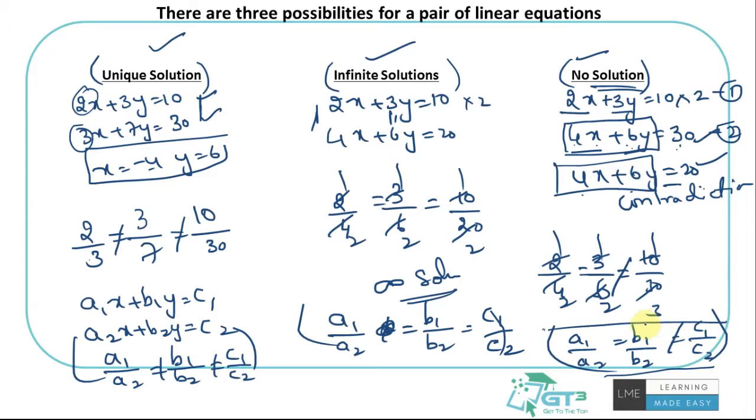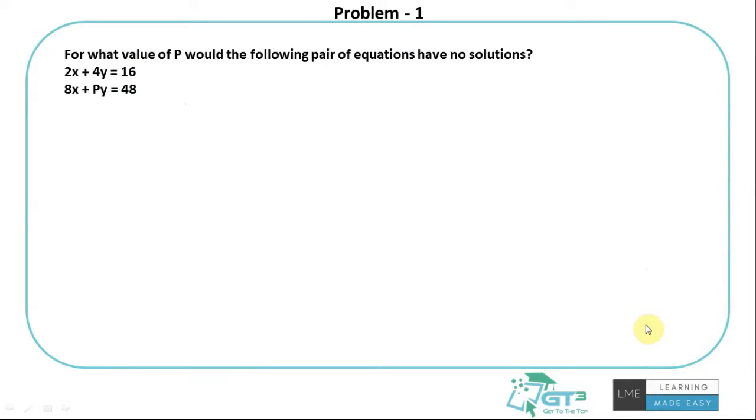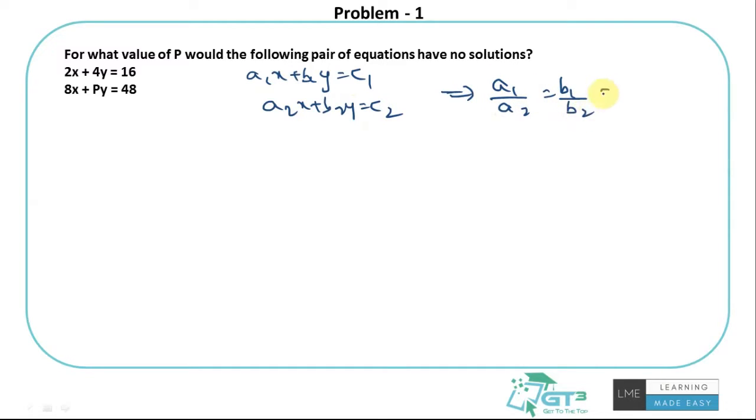As I said, this will be useful for us to solve the questions. So this is the example for that. When will I have no solutions? a1x plus b1y equals c1, a2x plus b2y equals c2 will have no solutions when I have a1 by a2 equals b1 by b2, but that is not equal to c1 by c2.